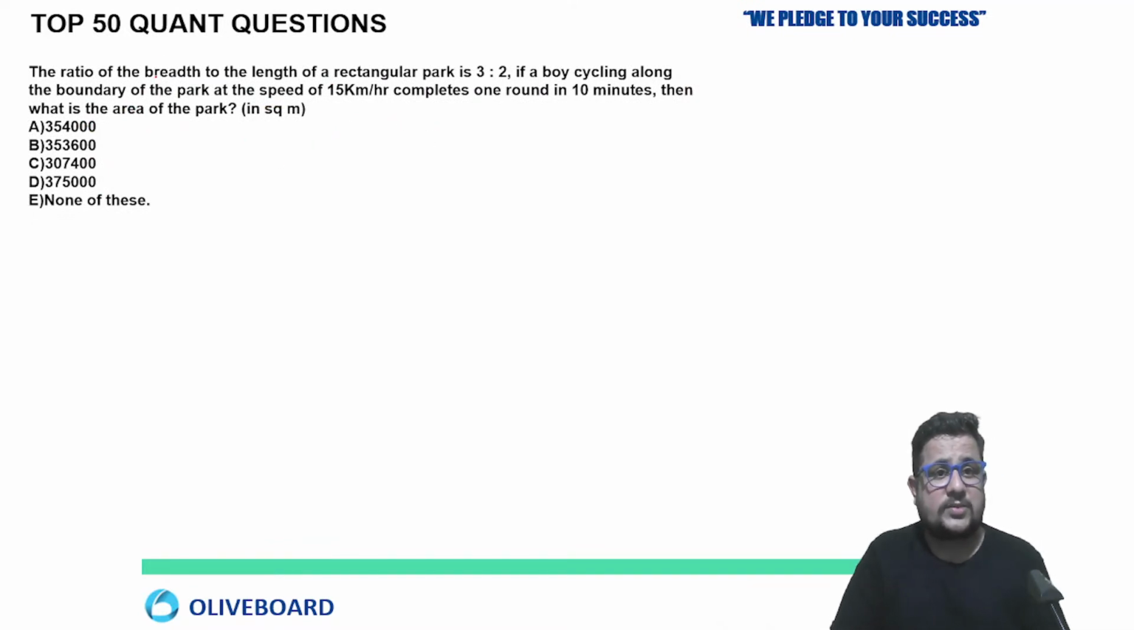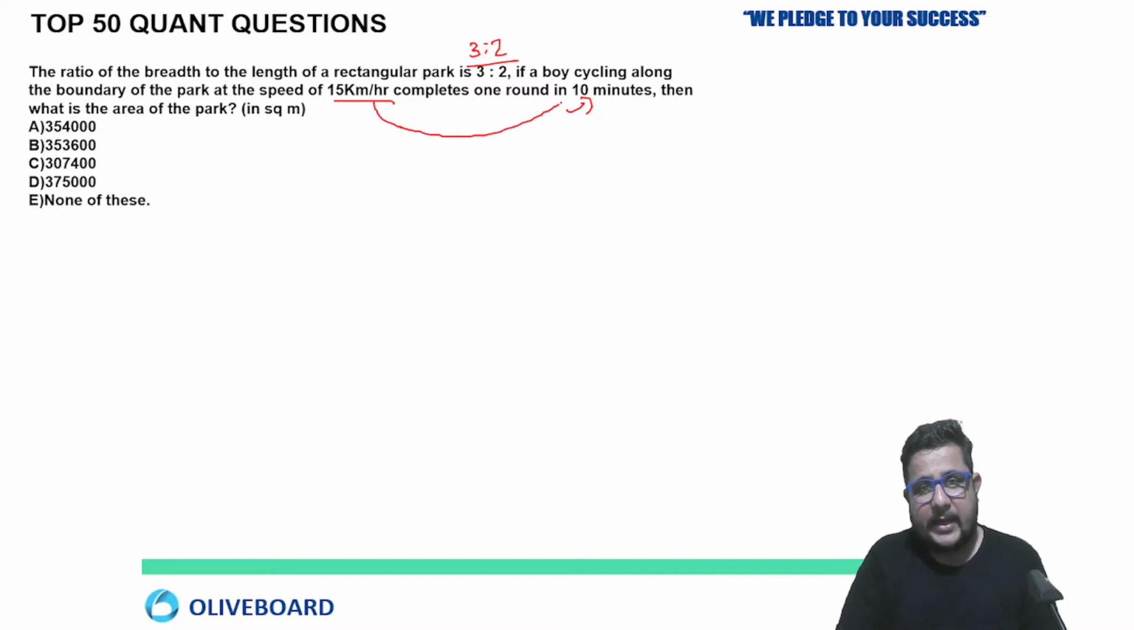Now see the next one. The ratio of the breadth to length of the rectangular park is 3:2. A boy cycling along the boundary of the park at a speed of 15 km per hour completes one round in 10 minutes. So 15 km per hour speed and in 10 minutes one round. So it will be the perimeter of that rectangular ground, or not?